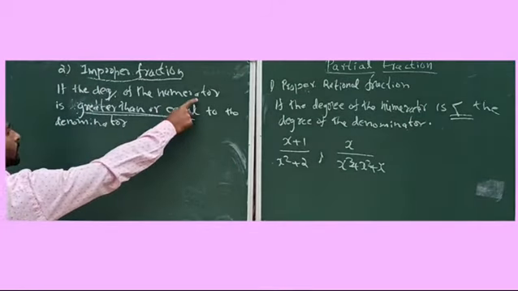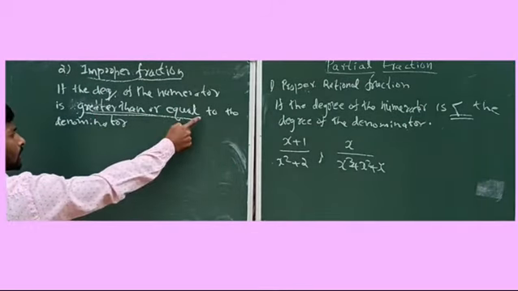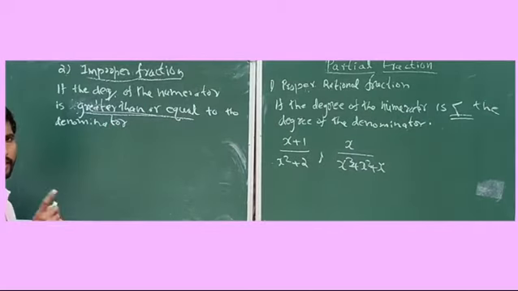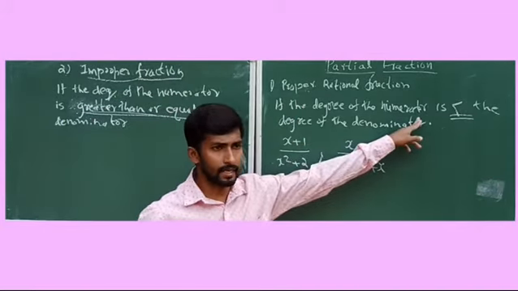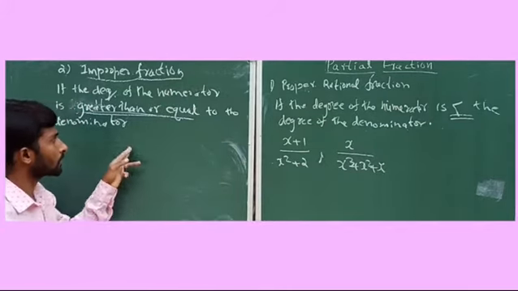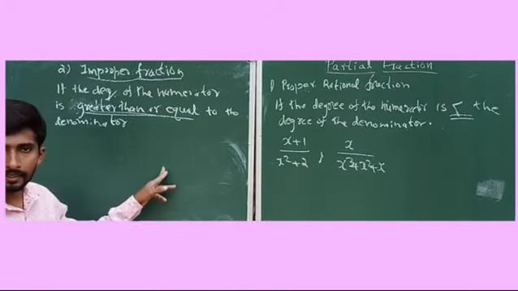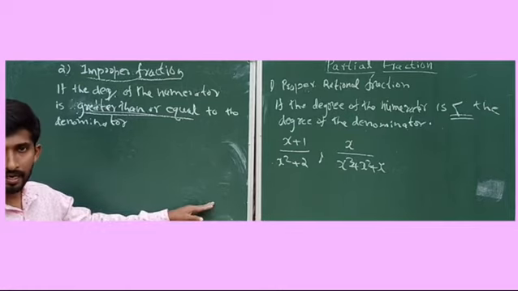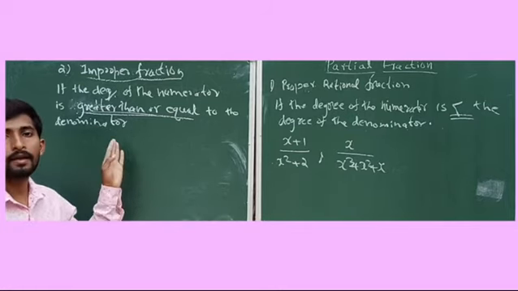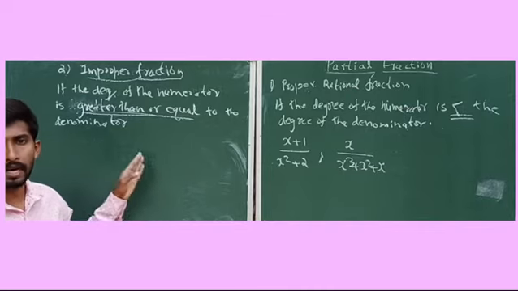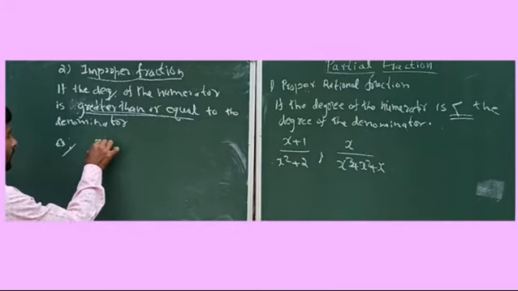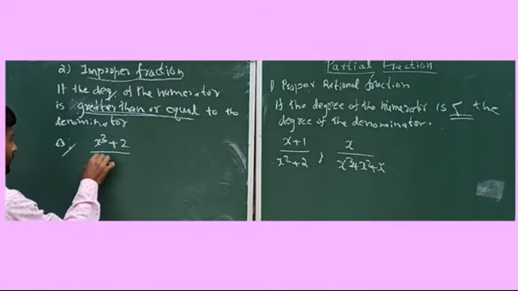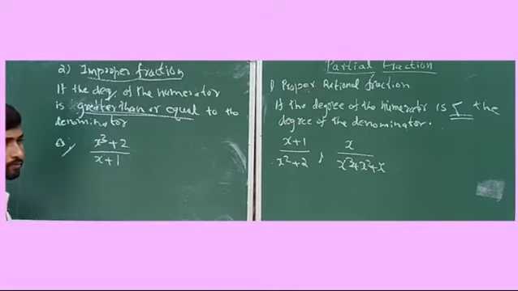Here see, degree of the numerator is greater than or equal to the degree of the denominator, that time we call it the improper fraction. In proper fraction it is only less than, but in improper fraction the degree of the numerator is greater than or equal to the denominator's degree, that time we call it the improper fraction or improper rational function. Examples, see, x cube plus 2 divided by x plus 1.